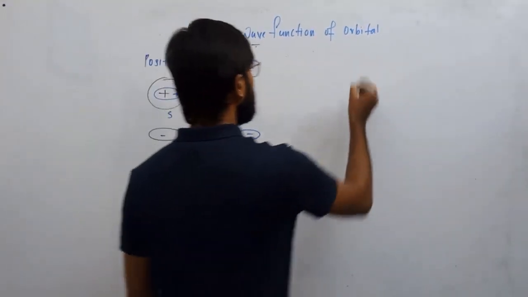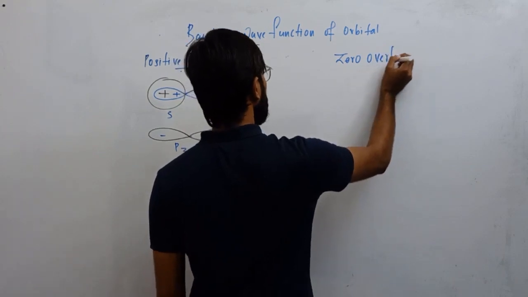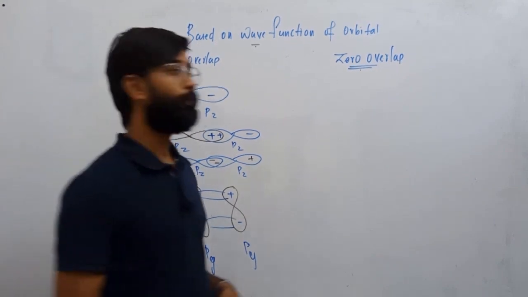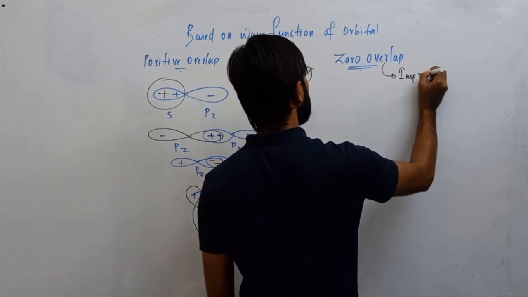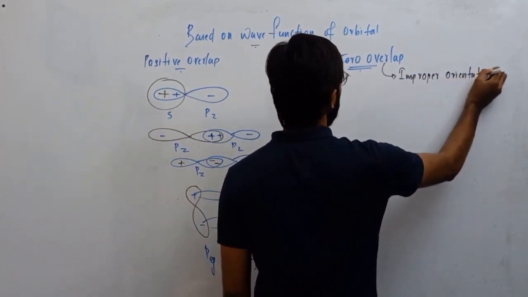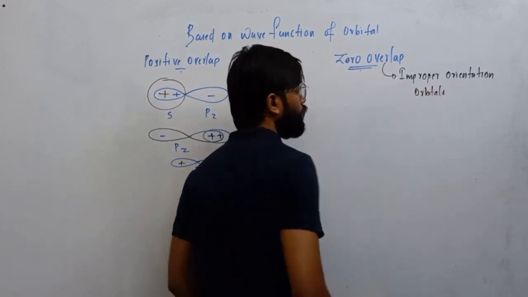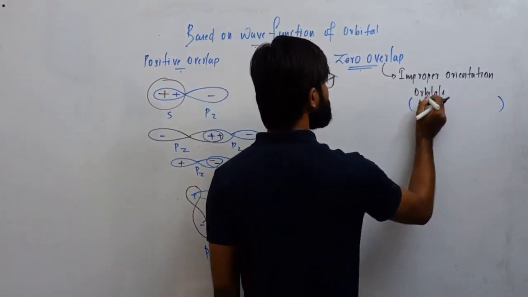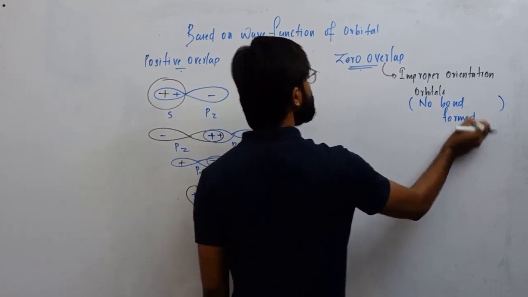So there is one more category, zero overlap. Zero overlap formation is due to the improper orientation of orbitals. If the orbitals are in improper orientation, then we obtain a zero overlap. And what is the effect of the zero overlap? It means there is no bond formed. No bond formed due to the zero overlap.